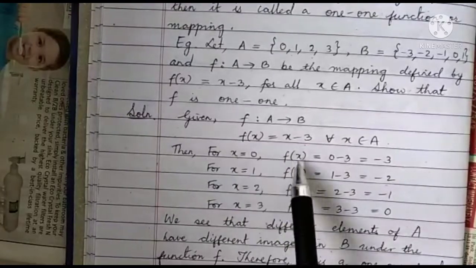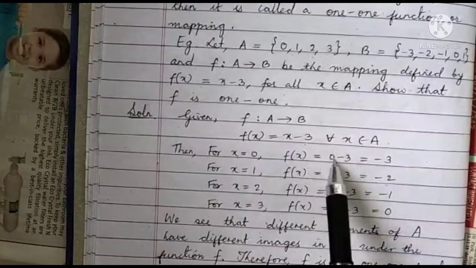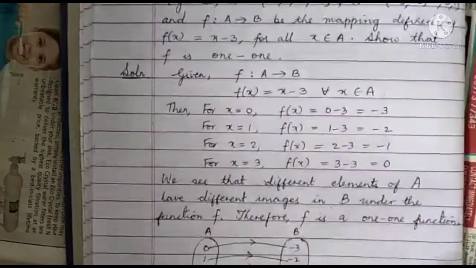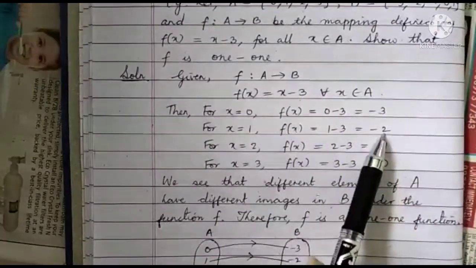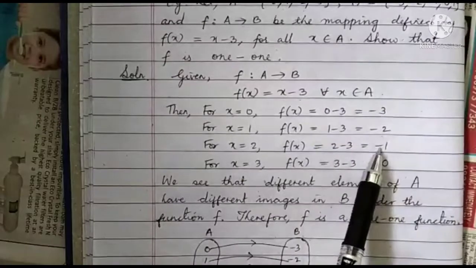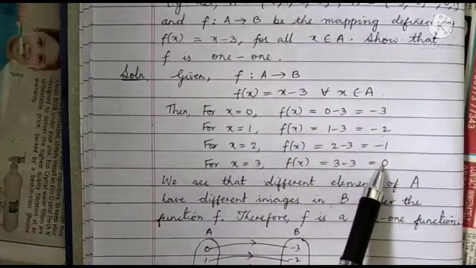For x equal to 0, your f(x) will be 0 minus 3, that is equal to minus 3. For x equal to 1, your f(x) will be minus 2. For x equal to 2, f(x) is minus 1. And for x equal to 3, your f(x) is 0.